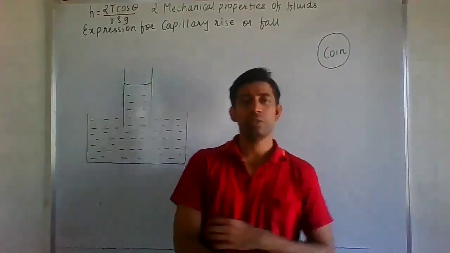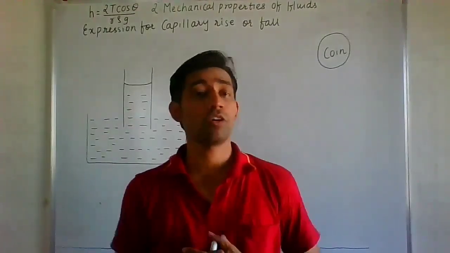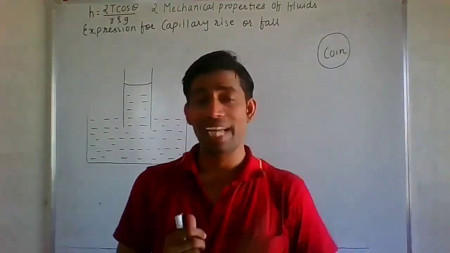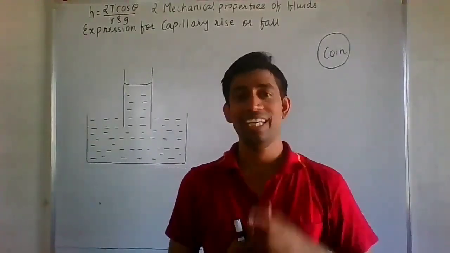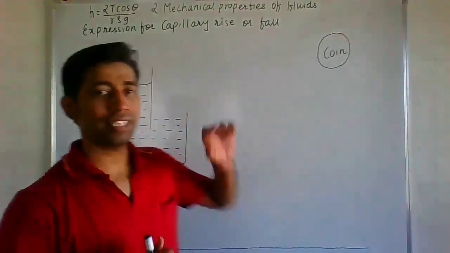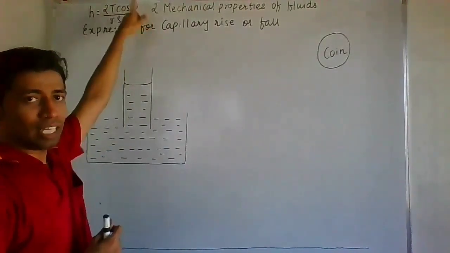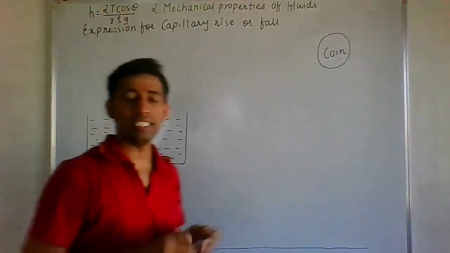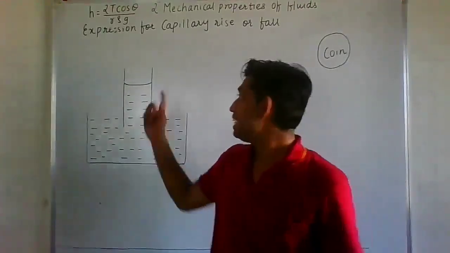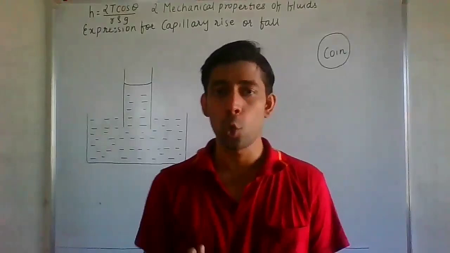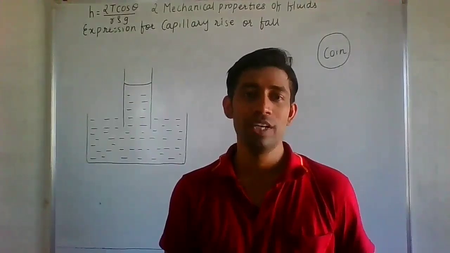Okay students, let's move on to our next derivation, which is expression for capillary rise or fall. So the height of that liquid column which will rise in the capillary, that derivation we are going to do. The last answer that will come will be h equal to 2T cos theta upon r rho g. T is the surface tension, theta is the angle of contact, r is the radius of this capillary tube, rho is the density of this liquid, and g, you know, is acceleration due to gravity.